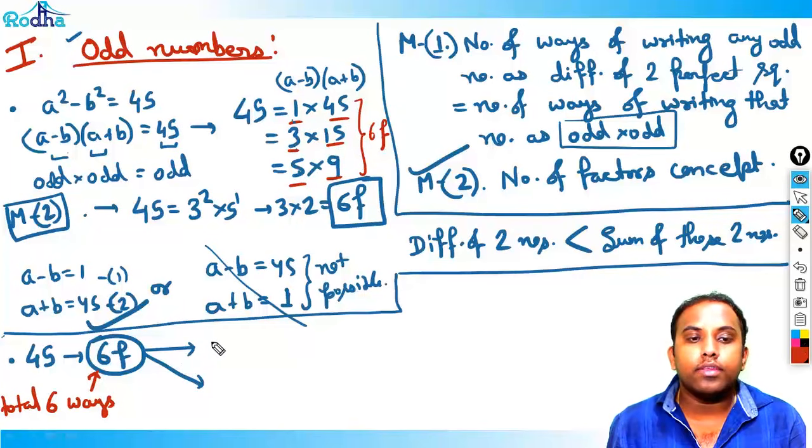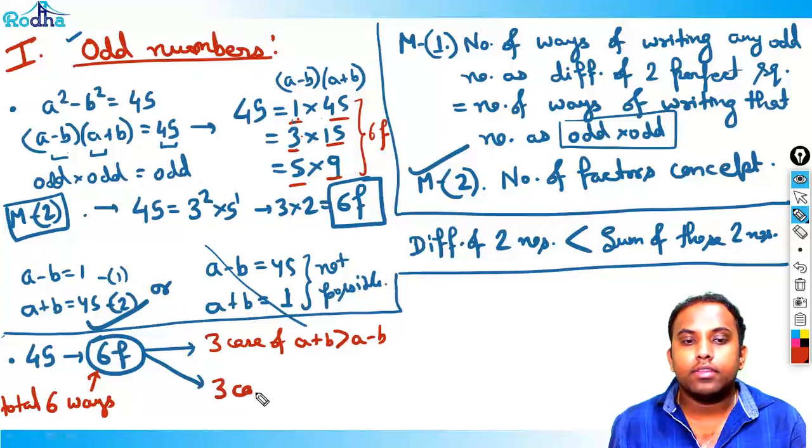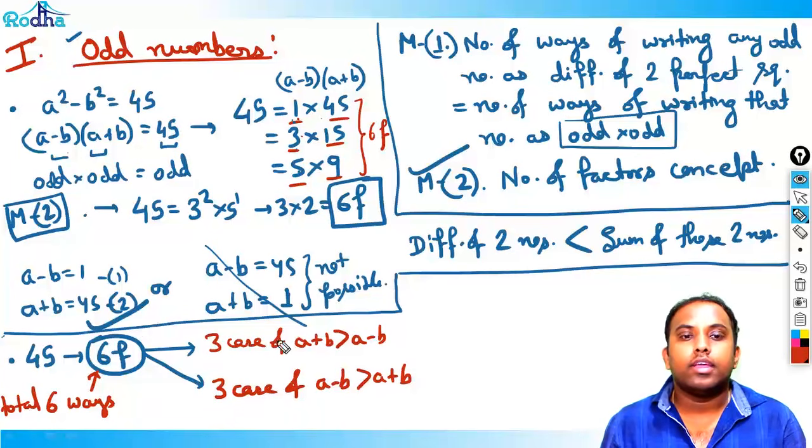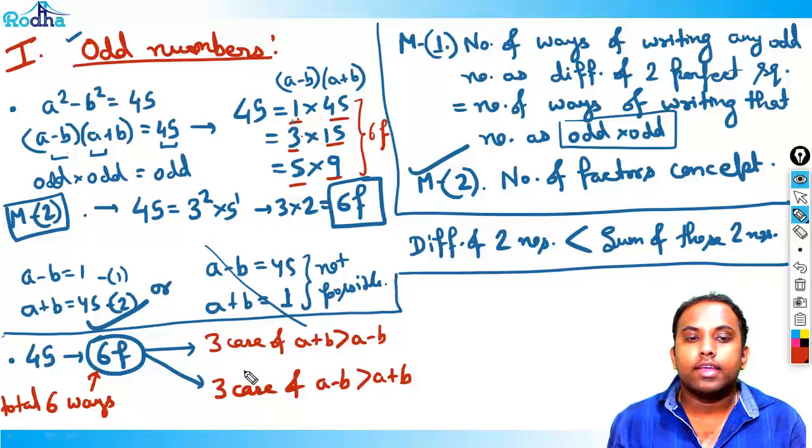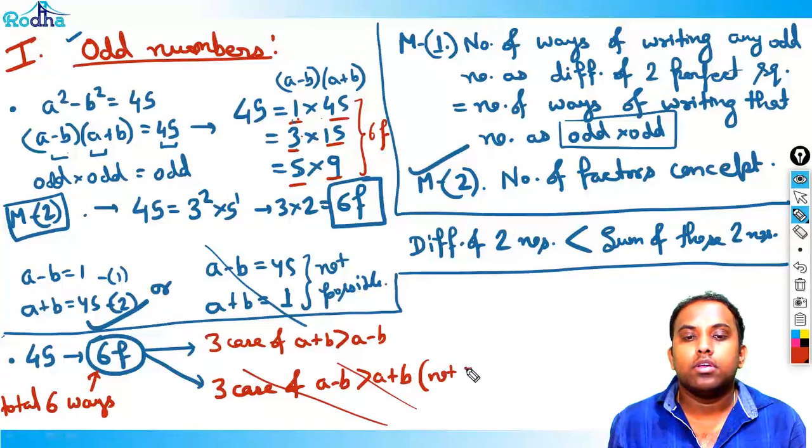But out of these 6 ways, we have 3 cases of a plus b greater than a minus b, like 1 into 45, 3 into 15 and 5 into 9. And the next 3 cases are of a minus b greater than a plus b. Obviously this second case is not possible, for the same reason that the difference of two numbers cannot be greater than the sum of the two numbers.